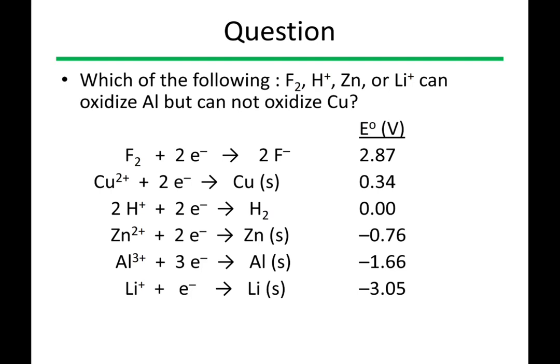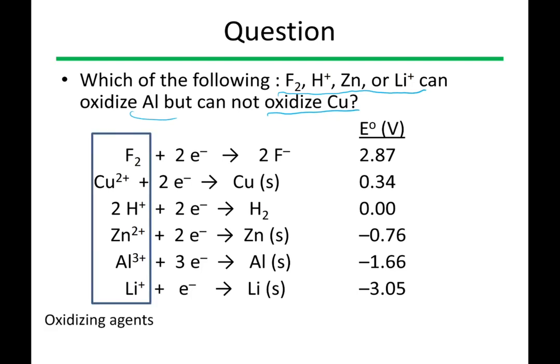So if we have these species, F2, H+, zinc, and lithium, which of these can oxidize aluminum but won't oxidize copper? To do this, we want to take a closer look at the table. So remember, on the left are our oxidizing agents. So if we look at the species that we have, we can check F2, we can check H+. You'll notice that zinc is on the wrong side. It's a reducing agent, not an oxidizing agent, so we won't worry about that. And we can also check lithium.